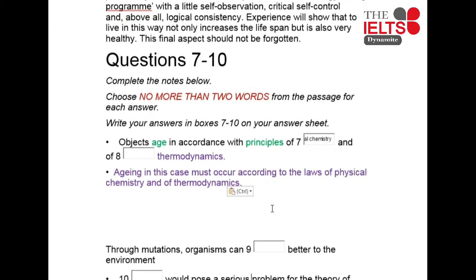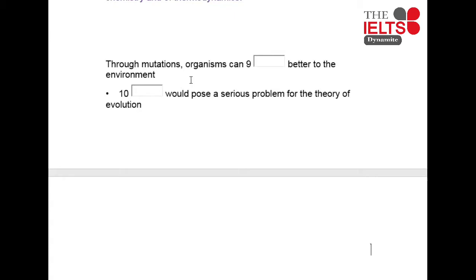Okay, let's move to the next point. Through mutation, organisms can something better to environment. Where are the clues here? So I have here mutations. I need to look for this word in the passage. Okay, make it blue.